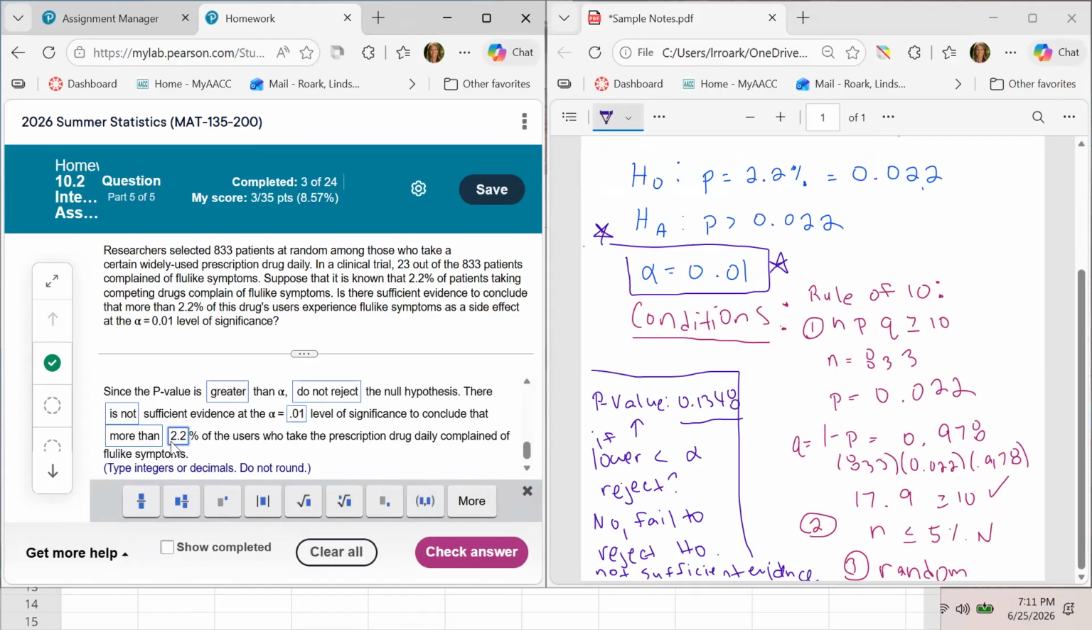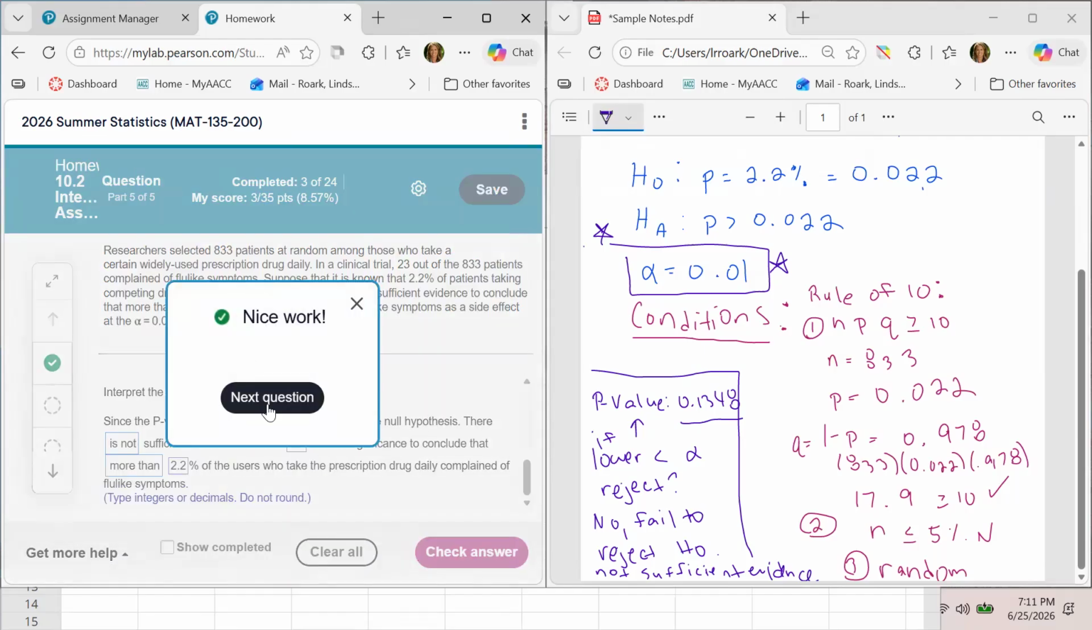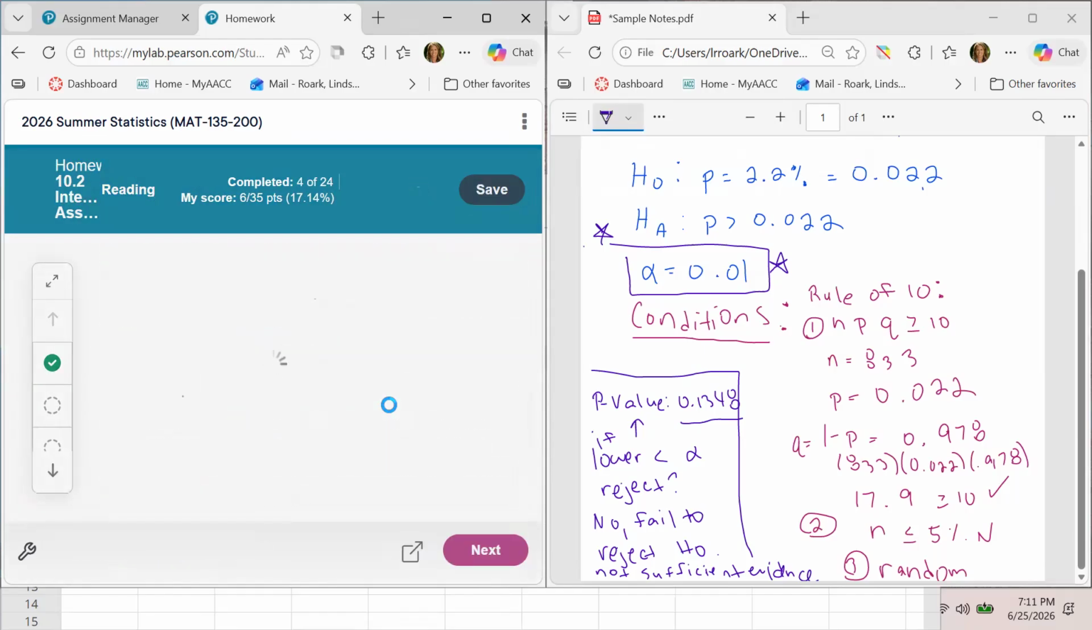Okay, so that second part there, to conclude that, is really just stating the alternative. So when we do this, we'll say we have sufficient evidence or we don't have sufficient evidence, and then we just state the alternative. The alternative claim again was that more than 2.2% of users experience flu-like symptoms. So we just repeat that. Okay, so we're saying that we don't have sufficient evidence to support that.